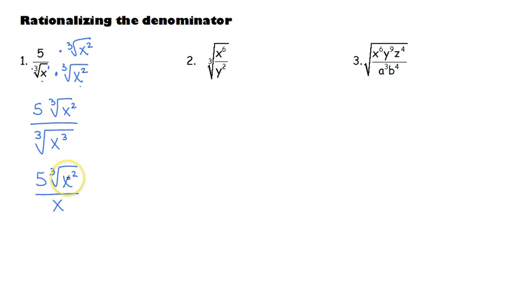Remember, with radicals, it's all about location, location, location. Inside numbers stay together, outside numbers stay together. This x and this x are in different locations, so that would be my answer. All right, let's move on to our next one.